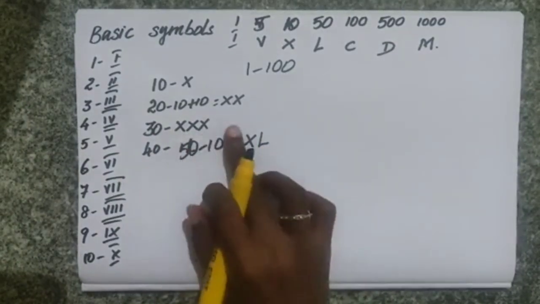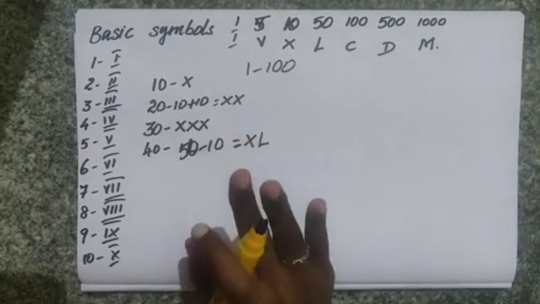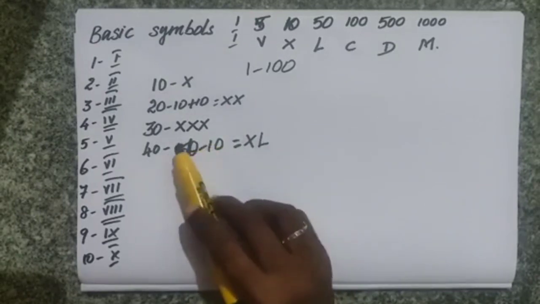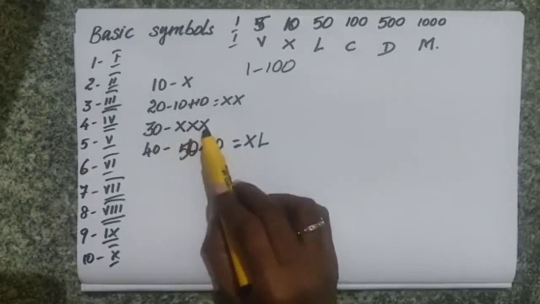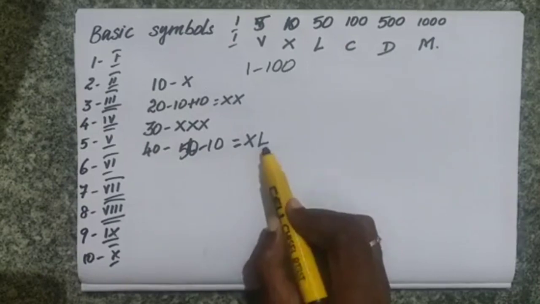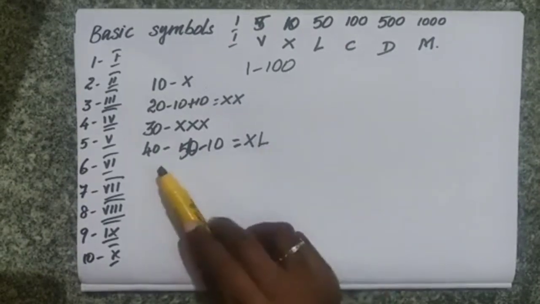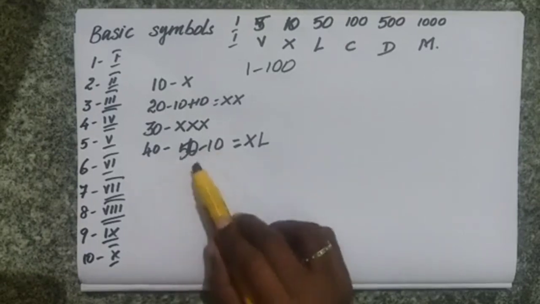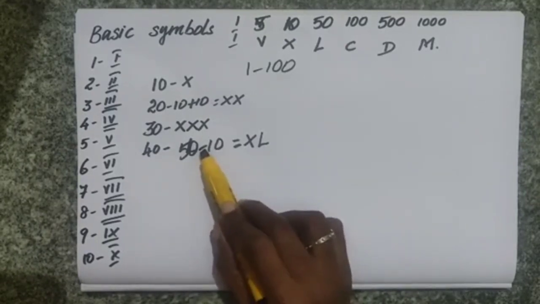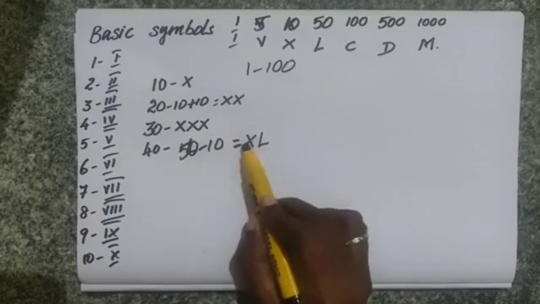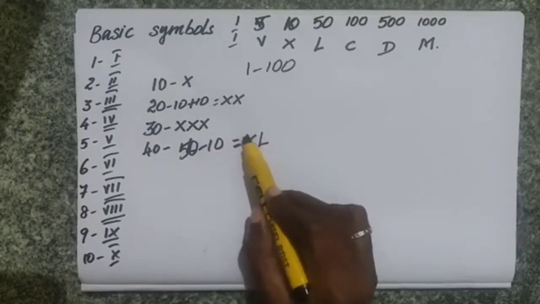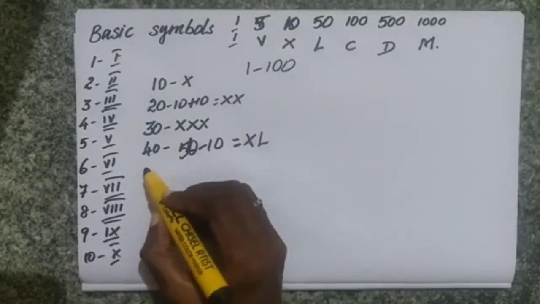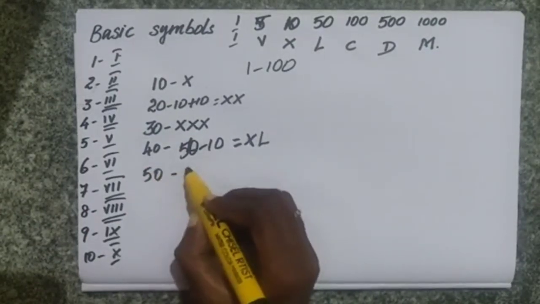We will not repeat 10 four times. According to the rules we can repeat only 3 times. So with 30 the repetition stops. So for 40 you have to go for the subtraction rule. So to get 40 you have to minus 10 from 50. So 50 minus 10, since it is minus, this 10 must come on the left side. So I have written it on the left side of 50. Now 50 you know already, it is L.